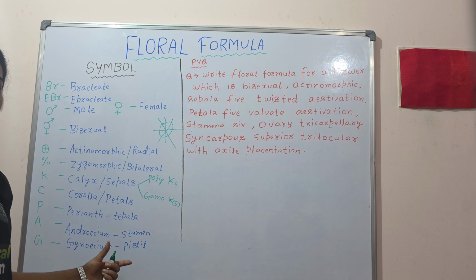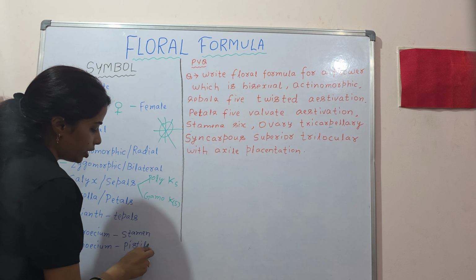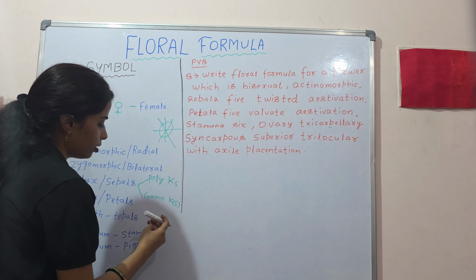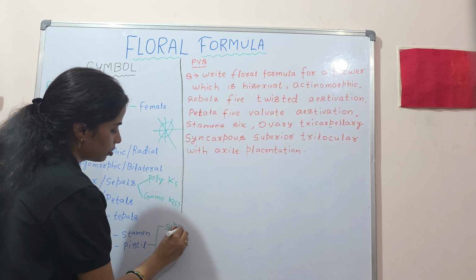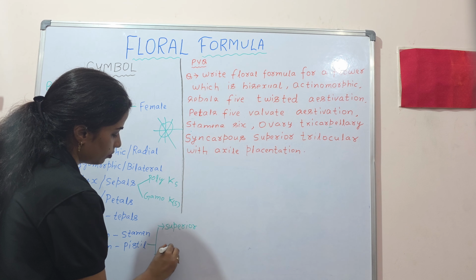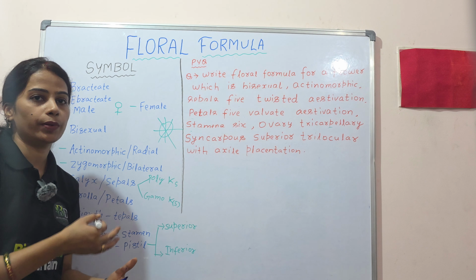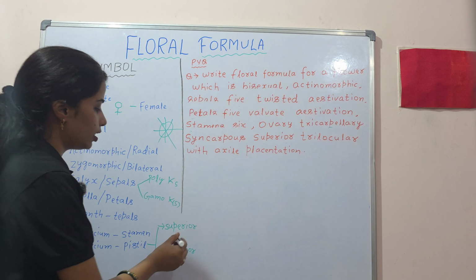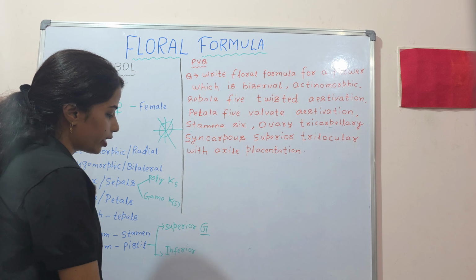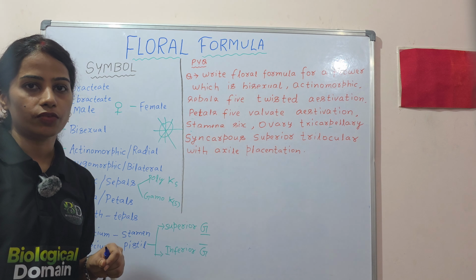This pistil, which contains the ovary, can be superior or inferior. Superior means when the ovary is placed at the apex of the flower, and this is represented by capital G underlined. And an inferior ovary can be represented by capital G overlined. So this is the symbolic representation of the flower.